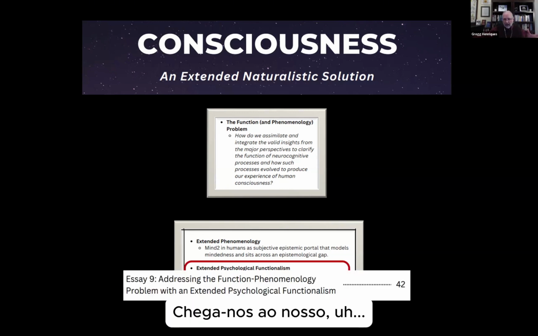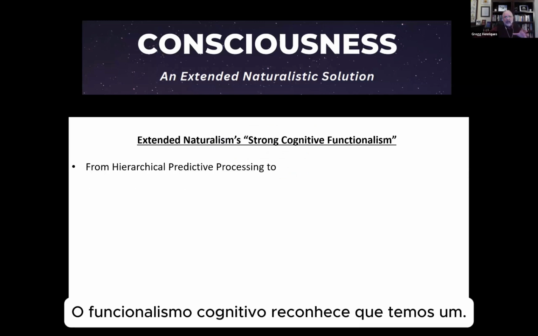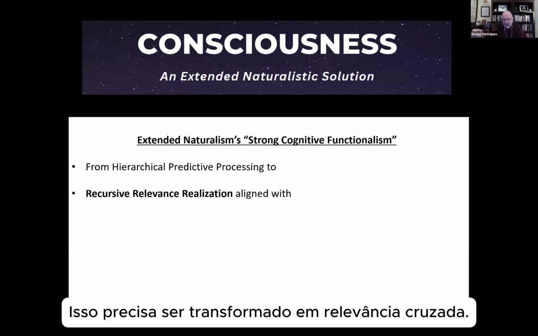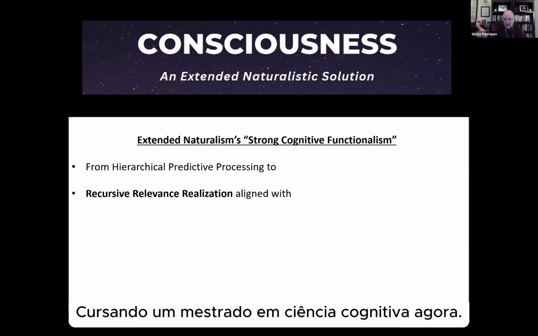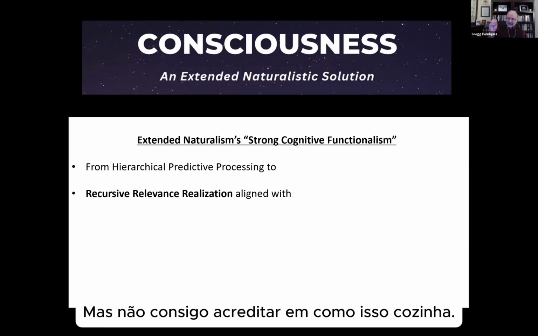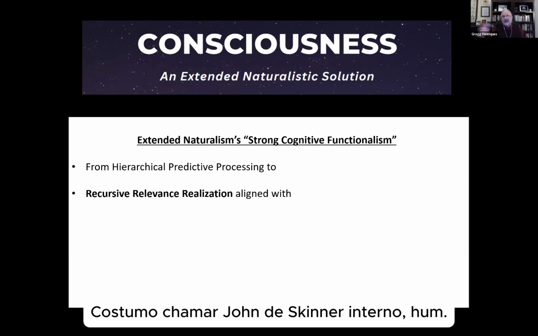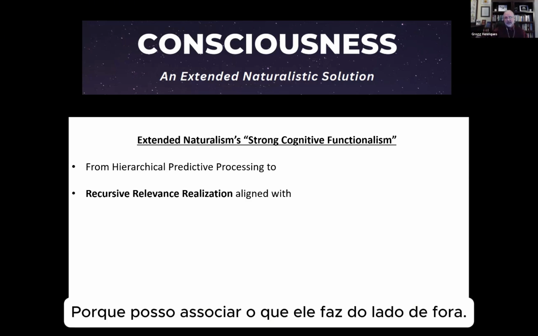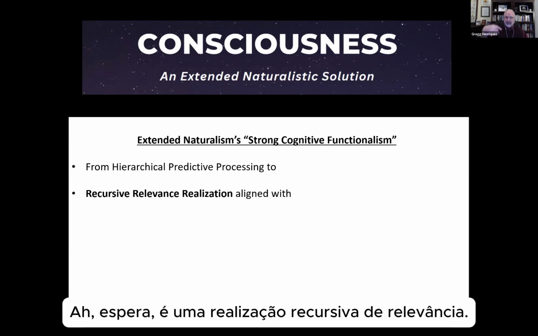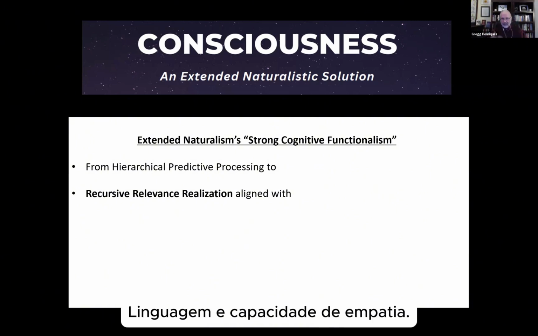And this, of course, gets us to our essay 9, our functionalism. And what I'm now calling a strong cognitive functionalism is recognizing that there's a core in cognitive psychology, cognitive science, about hierarchical predictive processing. That needs to be transformed into recursive relevance realization. I'm teaching a graduate level course on cognitive science right now, and that has popped for me so dramatically. I mean, obviously, I've always been a fan of John's work, but I can't believe how this bakes in an ecologically realistic appraisal of not just my behavior. I often call John the inner Skinner, because I can bind what he's doing on the outside. But now as we shift from the neurocognitive hierarchical predicting mechanism view into, oh wait, this is a recursive relevance realization, the jump from Mind 1 to Mind 2 at the level of ecological languaging and availability to empathize is unbelievably clear.